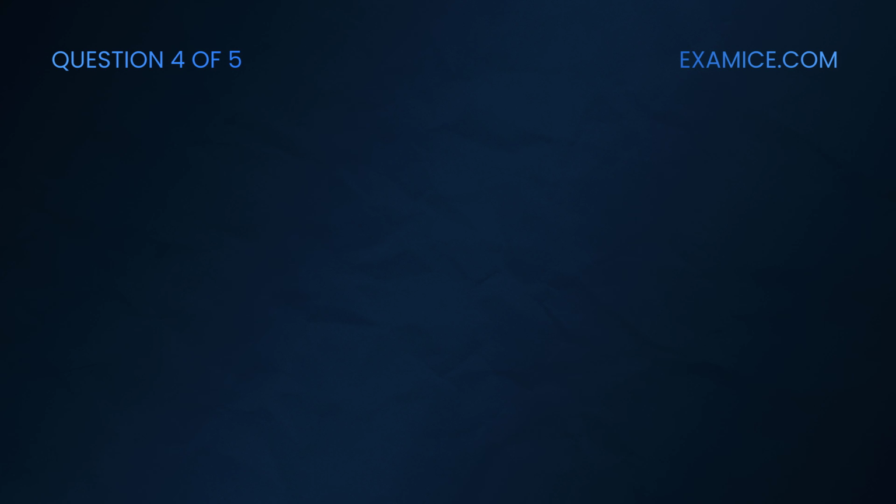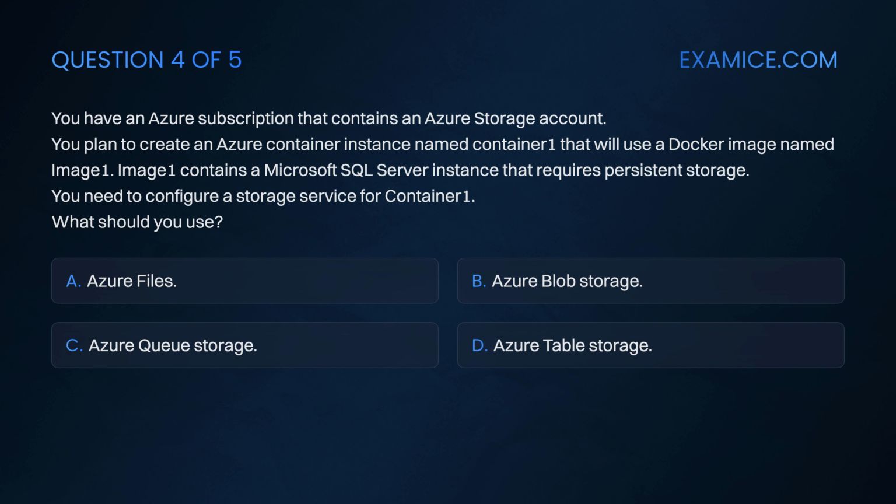Question 4. You have an Azure subscription that contains an Azure storage account. You plan to create an Azure container instance named Container1 that will use a Docker image named Image1. Image1 contains a Microsoft SQL Server instance that requires persistent storage. You need to configure a storage service for Container1. What should you use? Option A, Azure Files. Option B, Azure Blob Storage. Option C, Azure Queue Storage. Option D, Azure Table Storage.